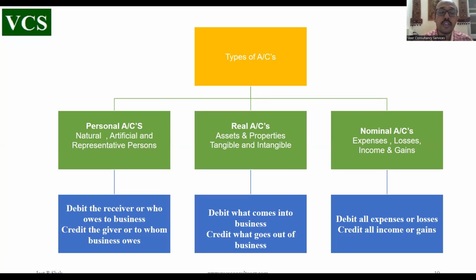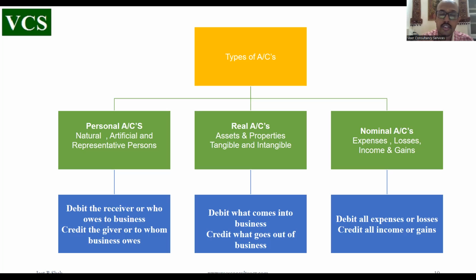Suppose the account that you have identified in a transaction is a real account, मतलब वो asset है, कोई भी मतलब either tangible intangible. So उसके लिए rule क्या लगाओगे? The rule will be debit what comes in, credit what goes out. मतलब जब आप asset business में आता है, debit किया जाता है.